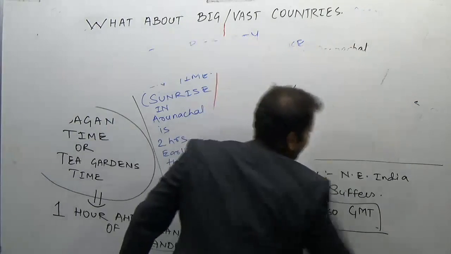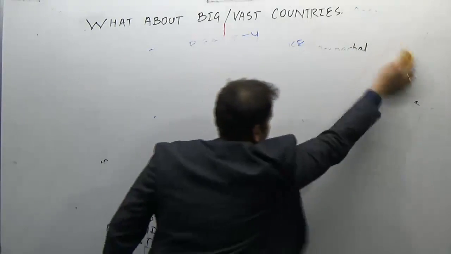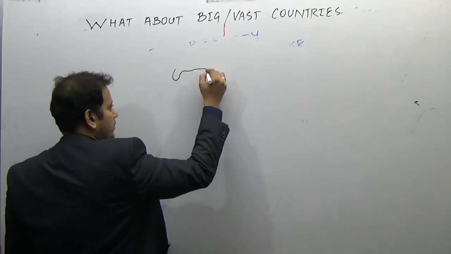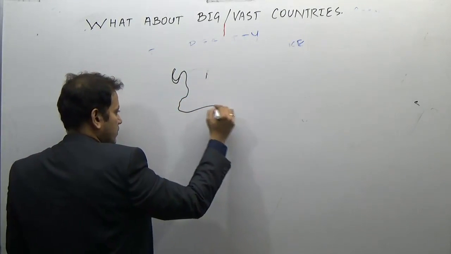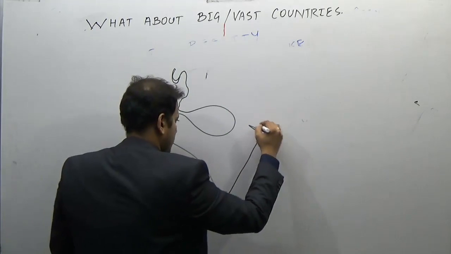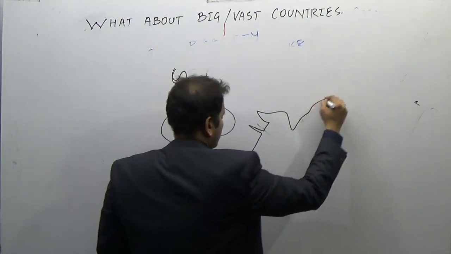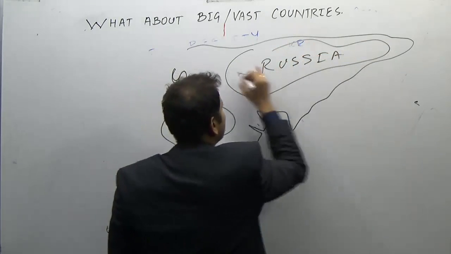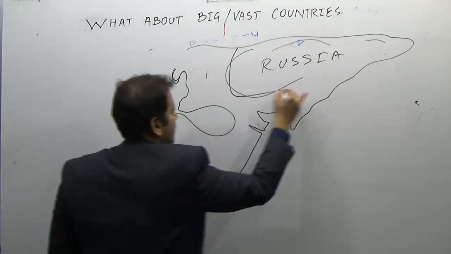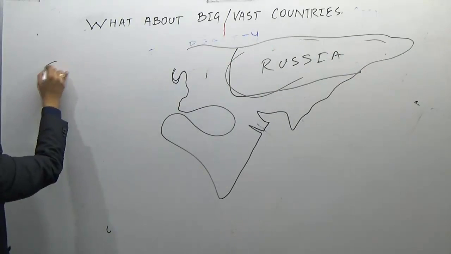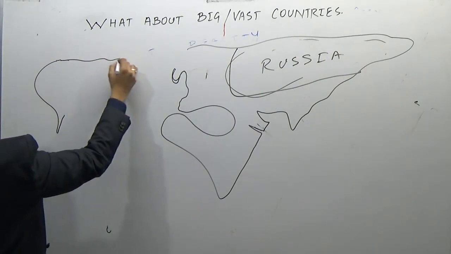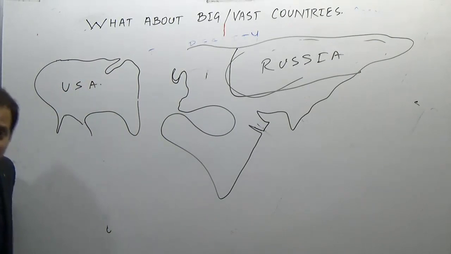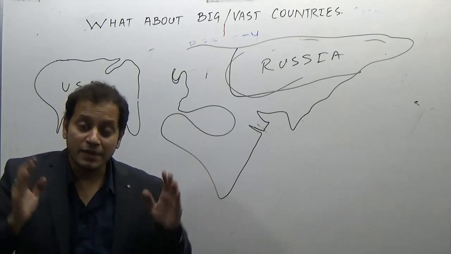Now, we are talking only of India. What about the very, very big countries like Russia, or the big countries like USA? You see the extent of Russia. This entire area is Russia, a large east to west extent. Or when we talk of USA, that is also a large east to west extent. So obviously these countries cannot follow only one time. They will have different time zones.